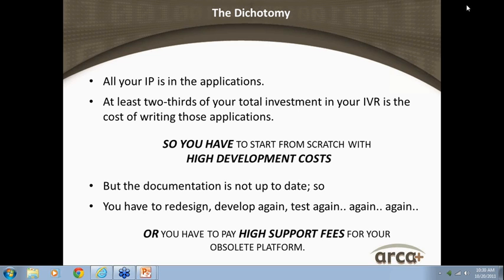Now this is solidifying what I had already said. We didn't want our customers to have to keep redeveloping applications and incur the cost there. We just thought it was silly.